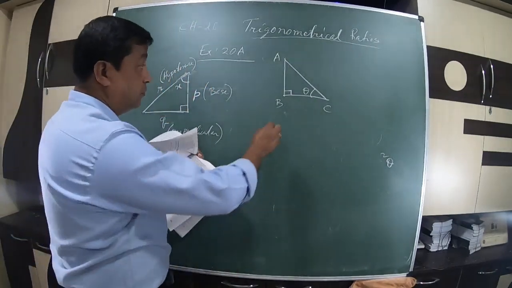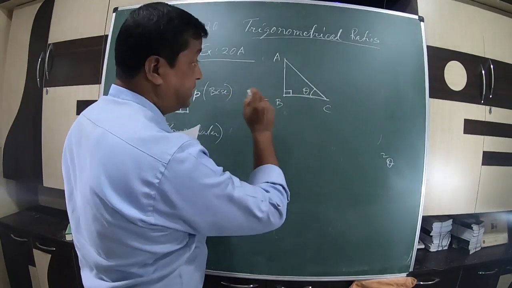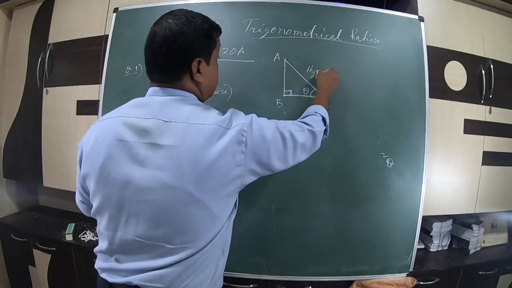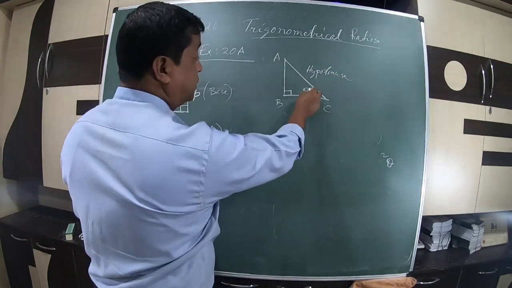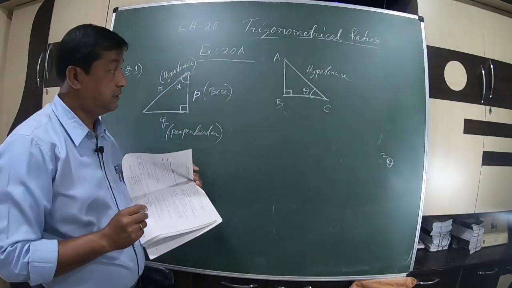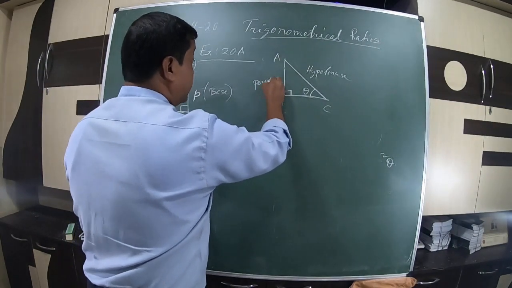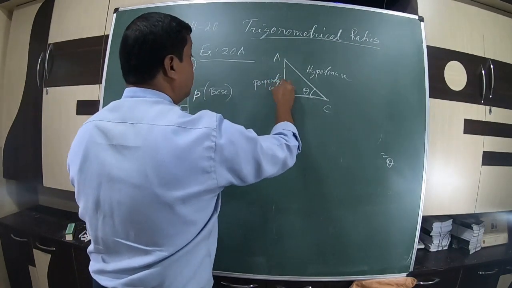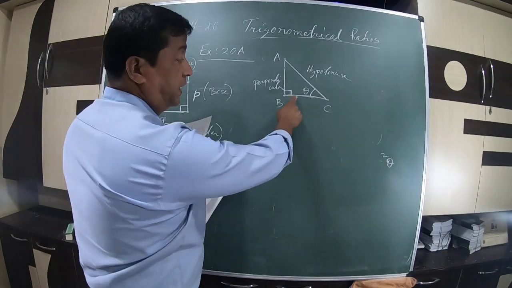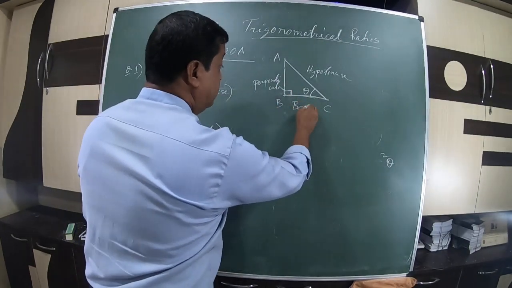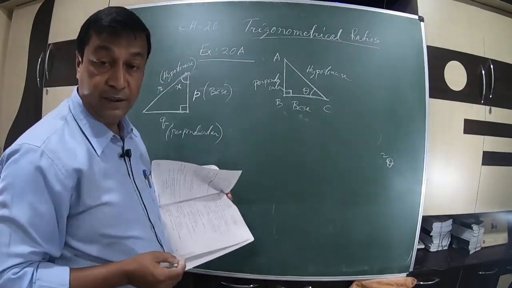Now, what I told is that the longest side will be the hypotenuse. Then the side opposite to the given angle, what is the given angle here? Theta. So what is the opposite side? That is AB. So that is the perpendicular. I think it's clear to you, Johnny. Now the third side will be the base.